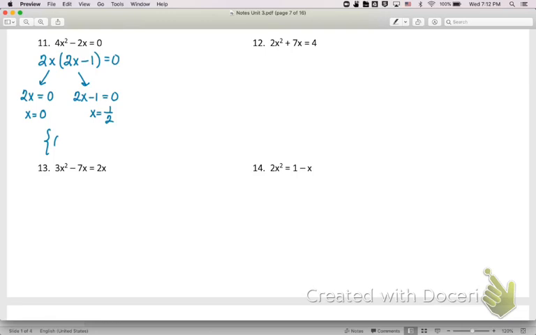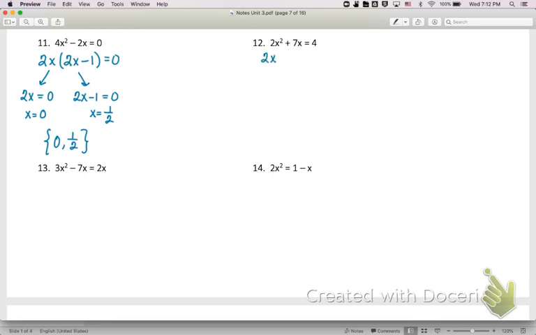And again, MyMathLab may want you to use a set. They'll usually preload it, but so we can put our solutions in a set like that, okay? On number 12, this is not set equal to 0, so it's not set up to be able to use that zero product property. That's why it must be equal to 0.